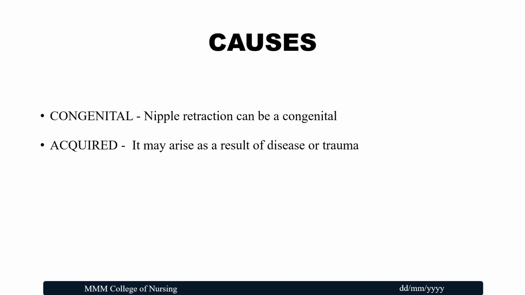What are the causes? There are two causes. One is congenital and one is acquired. The congenital nipple retraction can be congenital, by birth, where the person has an inverted nipple. And acquired, it may arise as a result of disease or trauma.